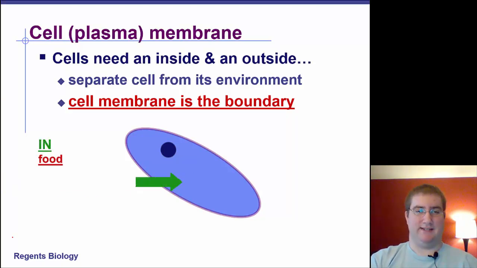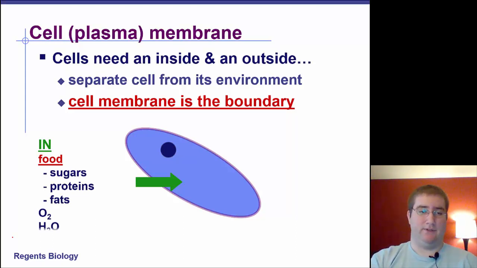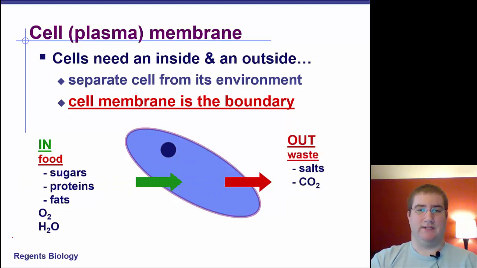Sometimes we need certain things to get in through our cell membrane, such as food, like sugar, proteins, fats. We need oxygen to get in so our muscles can actually break down food. We need water to get in because water is kind of required for life. And we also need to have some things able to get out of the cell. We need waste to get out. We need salts, we need CO2, we need water sometimes to get out if we have too much water.